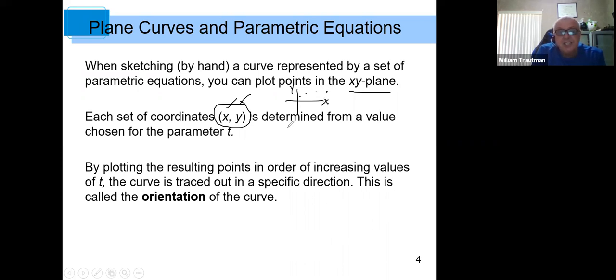But then there's a little extra that we have to do by plotting the resultant points in order of increasing values of T. Then you'll be able to trace and see, they want you to show which way the graph is moving as T increases. So if this was the graph, they want you to show the way it increases.